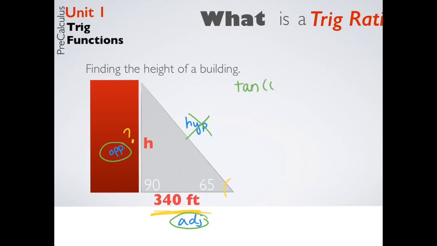So I have tan of 65 is equal to, I'm going to use x because that's what we use in math when we don't know what something is, over 340. So now I need to multiply both sides by that 340. So when I compute that in my calculator, I get that the height of the building is 729.13 feet.